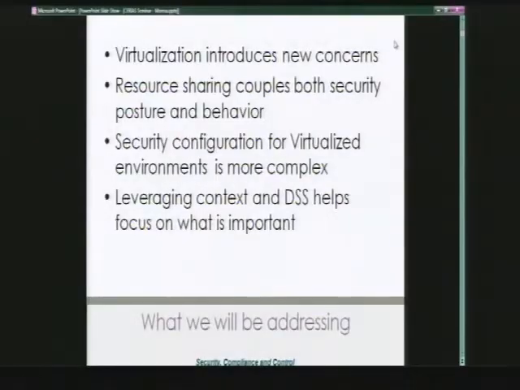So from our perspective, we're going to be addressing virtualization, the new concerns it introduces, resource sharing, how that changes those security concerns, what it means to couple both behavior, security posture, and the reactions that we have to have in virtualized environments, especially those environments that are deeply virtualized, more than one level of virtualization. We'll talk a little bit about security configurations with respect to virtualization and what kinds of tools you leverage to get a handle on the problems that we're describing. What can you do about it? So not just throwing grenades saying, here's a problem, but also pointing the direction toward what kinds of innovations would make a difference and help us make some headway against the problem.